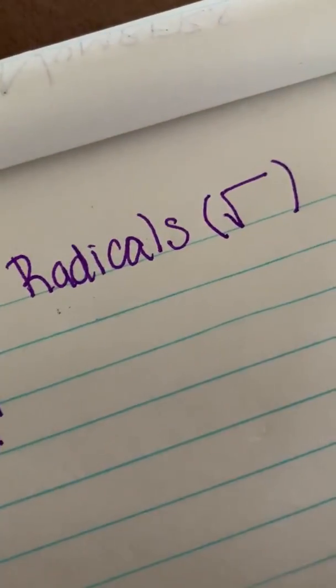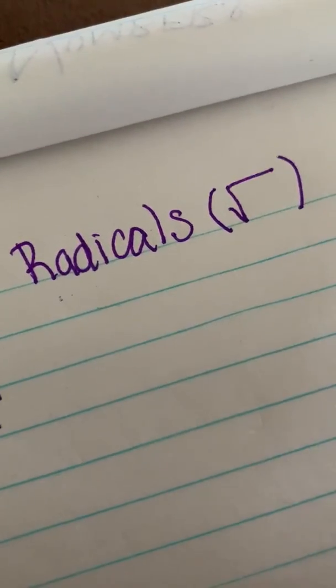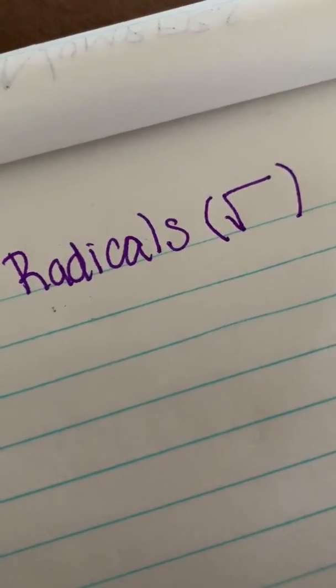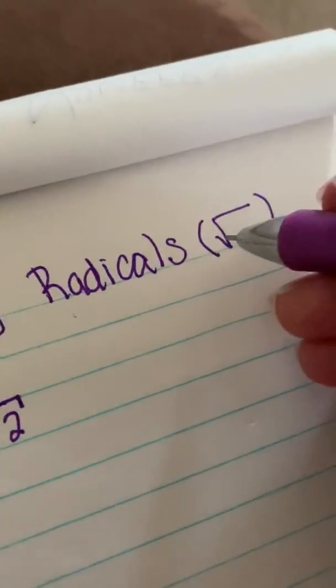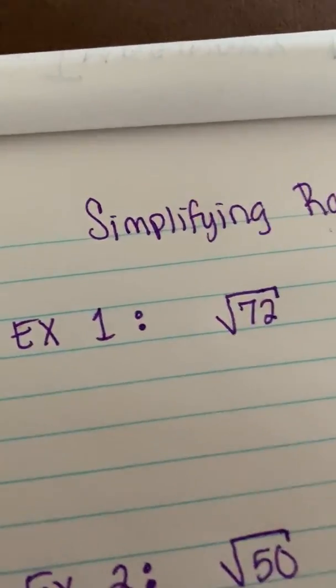And why is it not just called the square root symbol? Well, it's because it could be a cubed root, it could be a fourth root. It's not just a square root. So this is the name for this symbol. It's called a radical. All right, so let's look at example number 1.